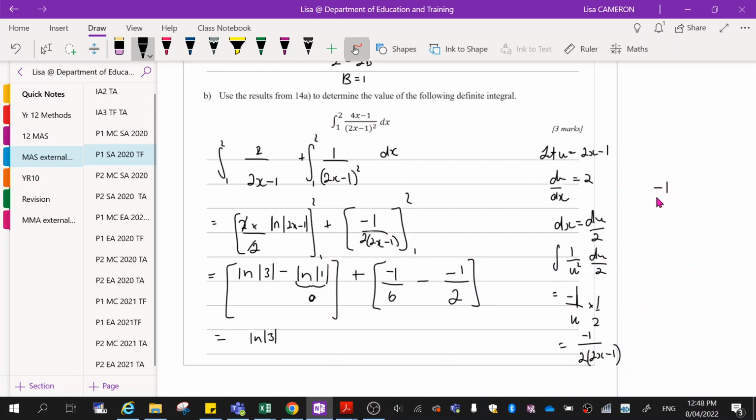So now I've got negative a sixth plus a half. I'm going to scale this second fraction so that they have the same denominator. So it'll become negative 1 over 6 plus 3 over 6. So which will become 2 over 6, which simplifies to 1 over 3. So plus 1 over 3. And that's my final answer.